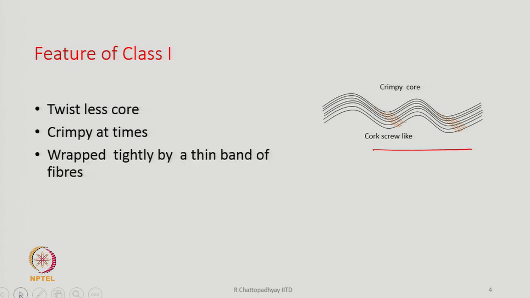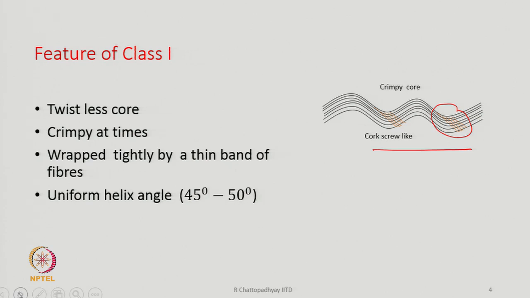Then the wrapper fibers are shown by these orange color fibers. They are wrapping it tightly. It is a thin band of fibers. Few fibers are wrapping the core. Sometimes you may find that one fiber is also wrapping the core, so it is a little bit random in nature. Most of the time we will find a thin band of fibers wrapping such portions of the yarn. And the helix angle of these wraps is fairly uniform, that is 45 to 50 degrees.